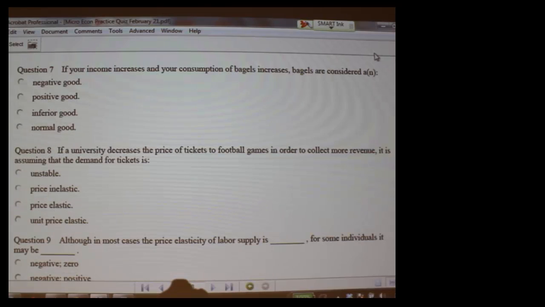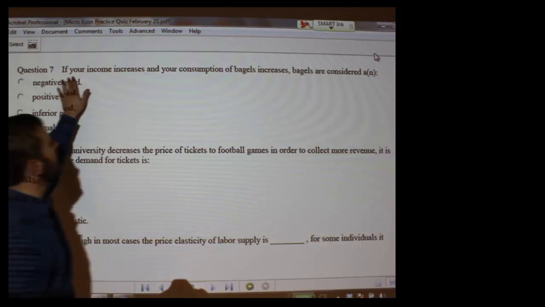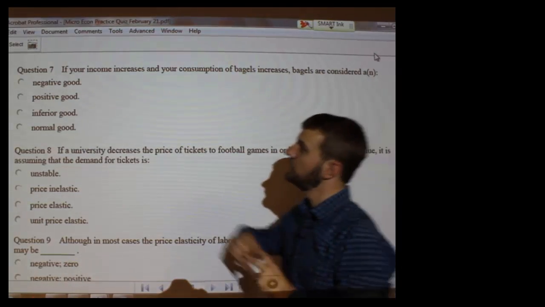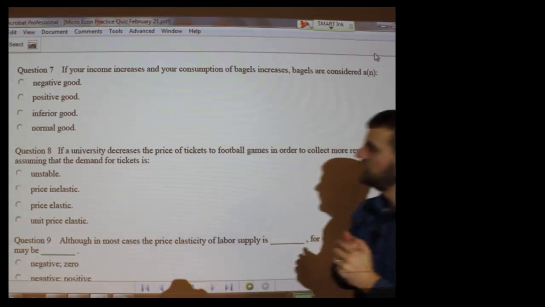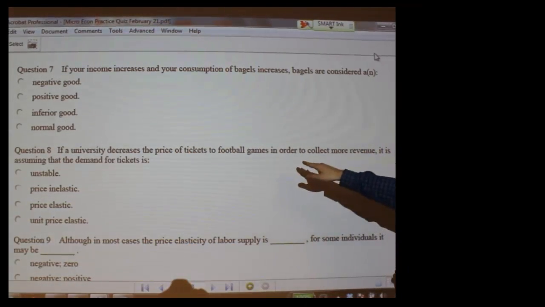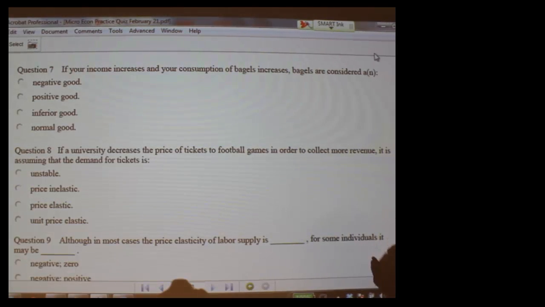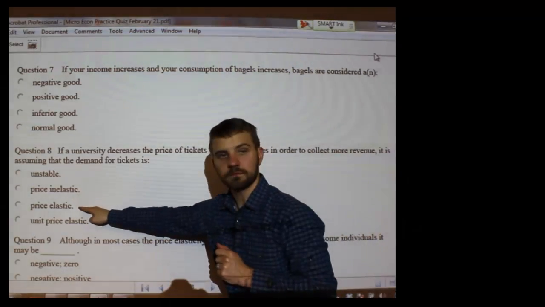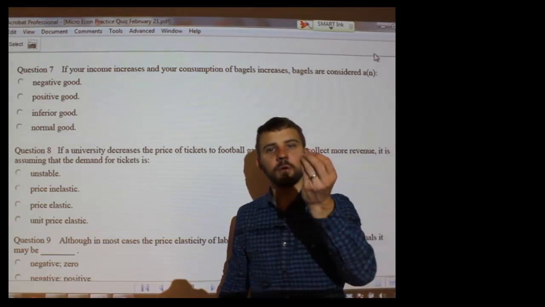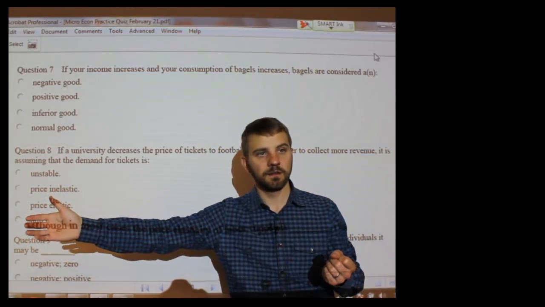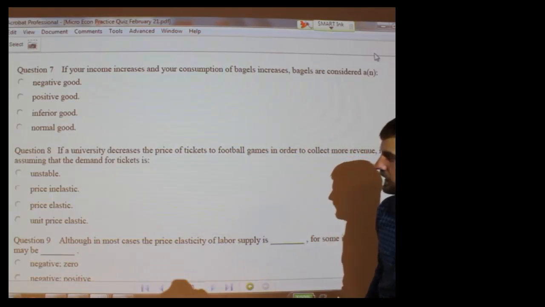Question 7, this is an easy concept one. If your income increases and your consumption of bagels increases, bagels are considered a normal good. Question 8. If a university decreases the price of tickets to football games in order to collect more revenue, it is assuming that demand for tickets is elastic. Why? Because they think if they lower the price, they're going to get a lot more sales, right?